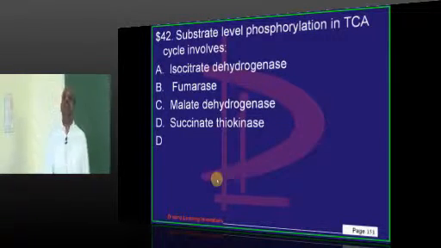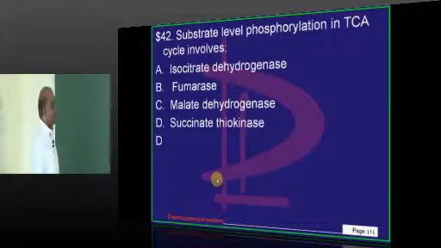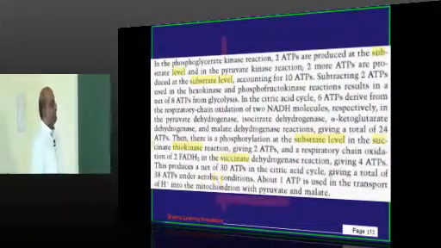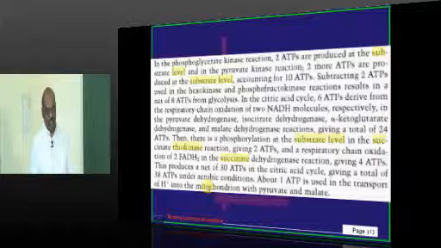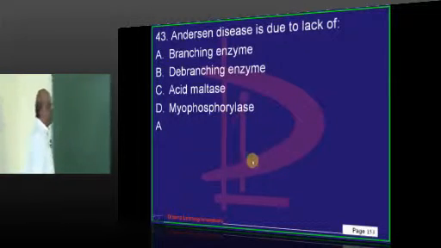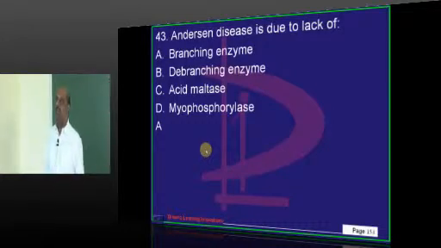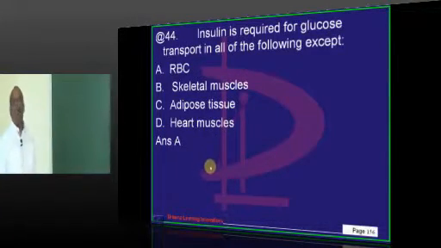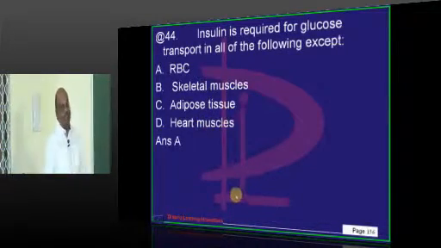Substrate level phosphorylation, very few steps will be there. Succinate thiokinase is an enzyme where there is a substrate level phosphorylation without involving mitochondria. Directly ATP is produced, not NADH. Anderson's disease is branching enzyme deficiency. So all that list of glycogen storage disorders, you have to be 100% sure, doctor. RBC don't require insulin for taking up the glucose, whereas all the other tissues require.